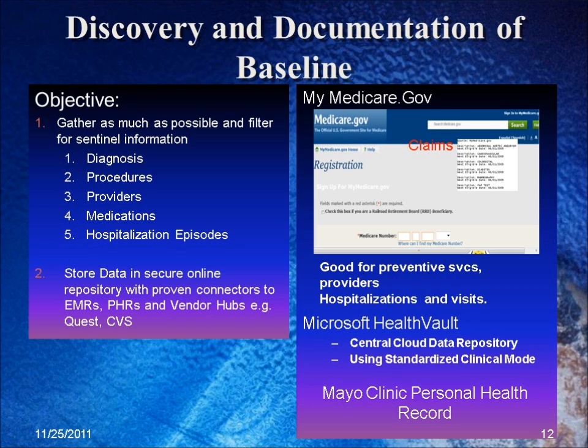During the discovery process, what the care advocate is interested in is the history of sentinel information, such as diagnosis, procedures, providers, medications, and episodes of hospitalization. What you want to try to facilitate, of course, is to store these data as you create the health record for the patient on secure online repositories. In this case, our individual was a Medicare recipient, so we were able, through her permission, to gain access to her claims history and tease out the clinical data from those claims to start putting together our care plan.